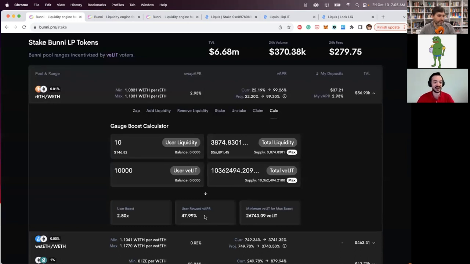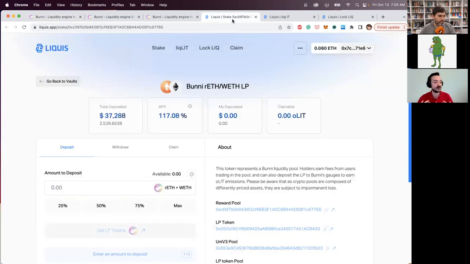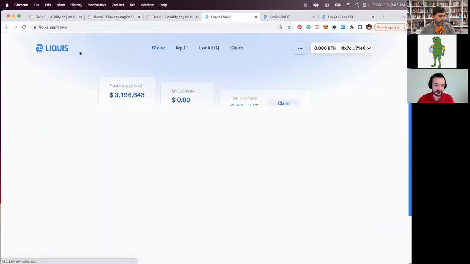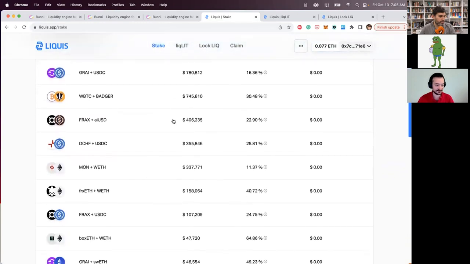So Liquis essentially is a LIT whale, a vELIT whale. They have 25% of it and constantly growing. So instead of you having to lock your vELIT and holding it for 4 years, even though you're earning some nice yield, but whatever, we have to vote, you just go over to Liquis. They will make you benefit from the stash they hold and give you the APR that's up here. Now I think Liquis, you can take over and share everything about Liquis.